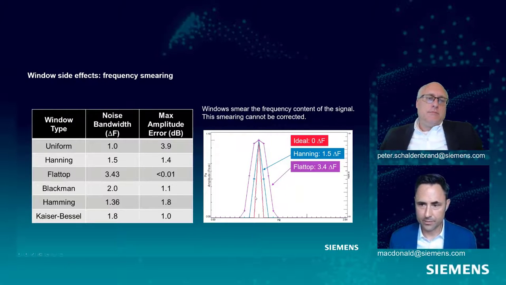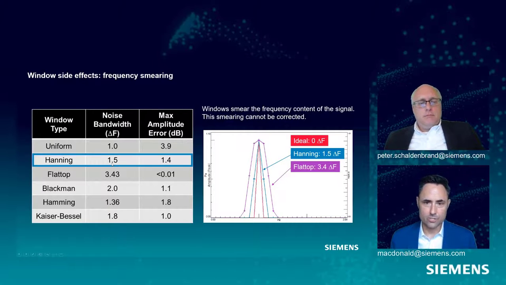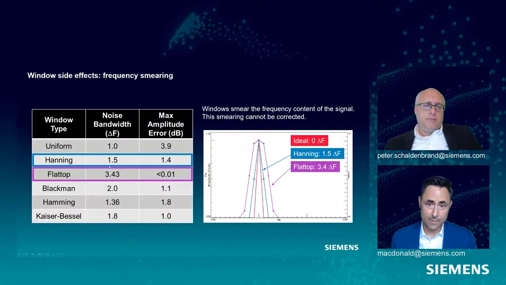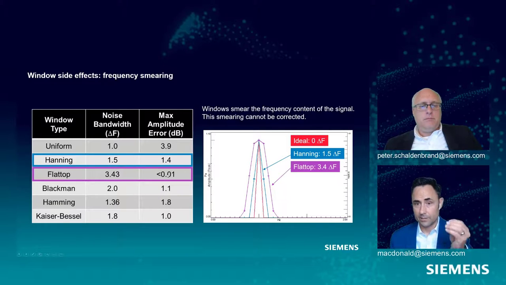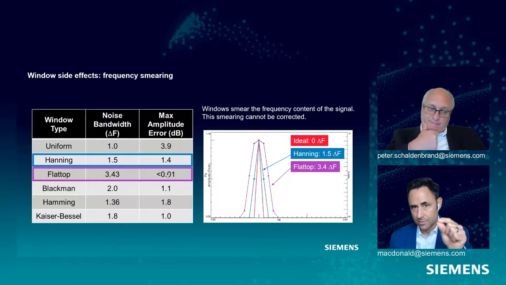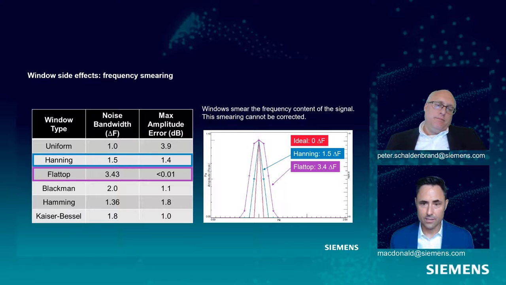Now these windows all have side effects. There will be some frequency smearing, there'll be some amplitude loss as we saw. And so this Hanning window is a nice balance between frequency smearing and amplitude error. Whereas this flat top window we talked about has pretty bad frequency smearing, but its amplitude error is very, very small. Okay. So we use a flat top for things like calibration where we know the frequency we're sending through our calibrator and we want to make sure our amplitude is very, very accurate. And so we sacrifice frequency smearing for amplitude.